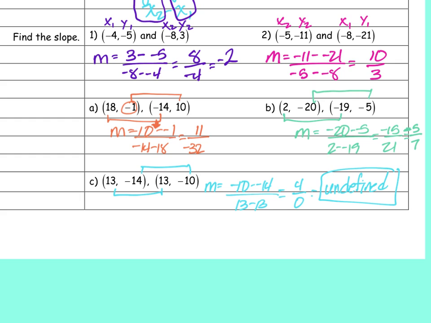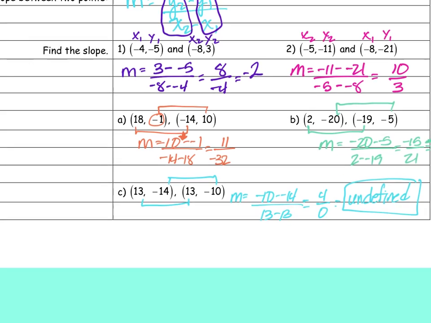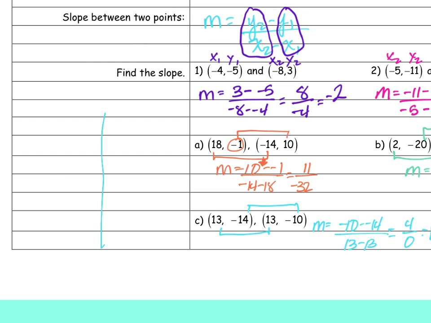Wait, what about a vertical line? Wouldn't the slope just be like x, and then it'd just be wherever it is, you just do plus the number? So if I had, you know what? Let me see. I think I have some. If I have a vertical line, right? So here's my vertical line.